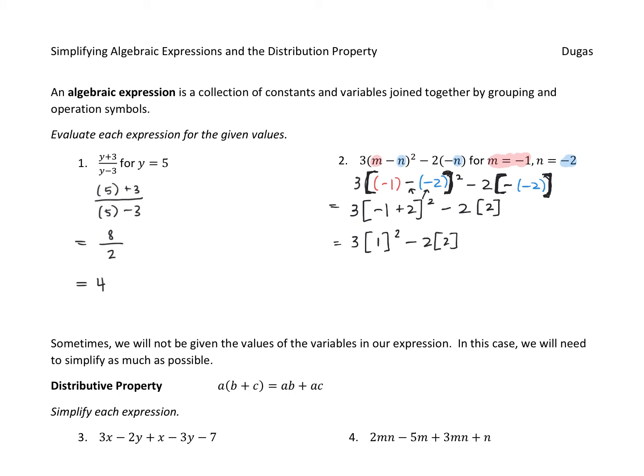All right, now we want to do the exponent. So 1 squared is 1. Okay, and I'm just switching to parentheses, but you can keep the square brackets if you'd like. Now multiplying and dividing comes next from left to right. So 3 times 1 is 3, minus 2 times 2 is 4. Now we simply subtract, and we would get -1. So when it says to evaluate for given values, you just plug the values in and then simplify.